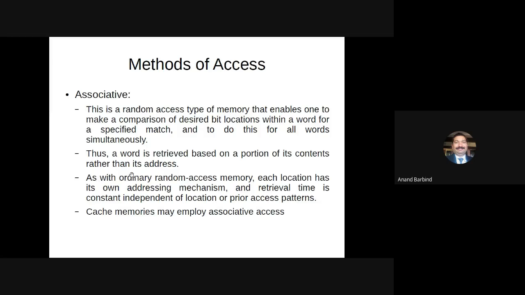As with ordinary random memory, each location has its own addressing mechanism, and retrieval time is constant, independent of the location or prior access patterns. The cache memories may employ associative access. So usually in the cache memories, to implement the cache, this associative access is used.